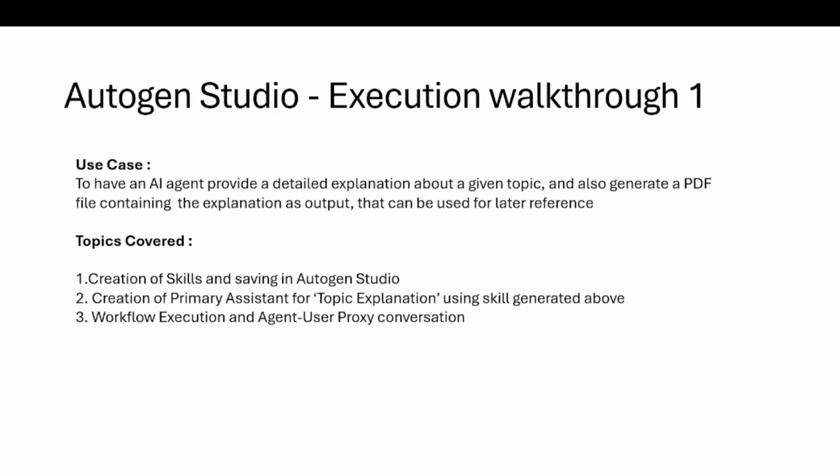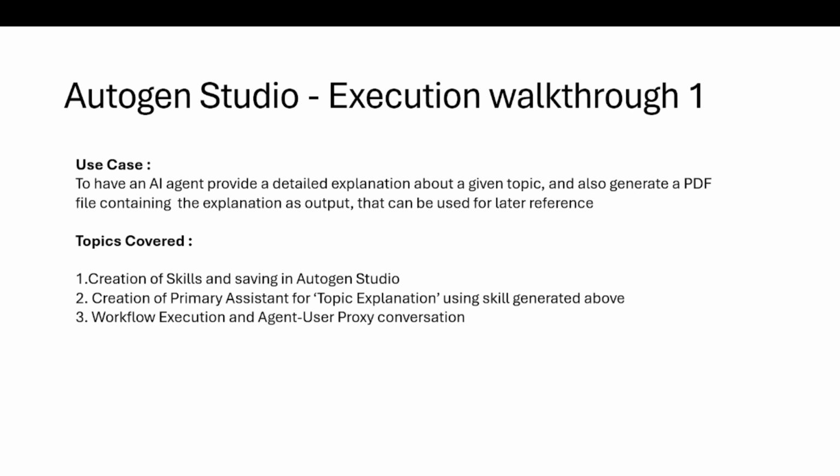Now is the time for real action. Let's explore some use cases and how the workflow execution happens in AutoGen Studio. The first use case that we are covering is to have an AI agent provide a detailed explanation about a given topic and also generate a PDF file containing this explanation as output that we can use for later reference. What will be covered while we are executing this use case?